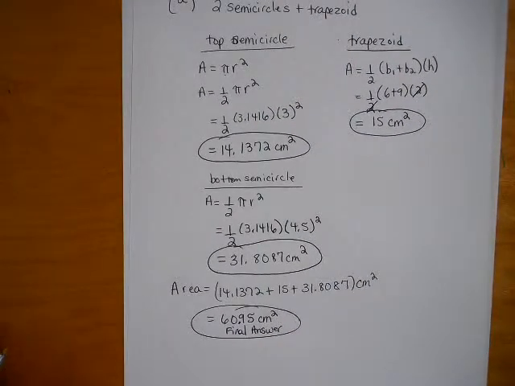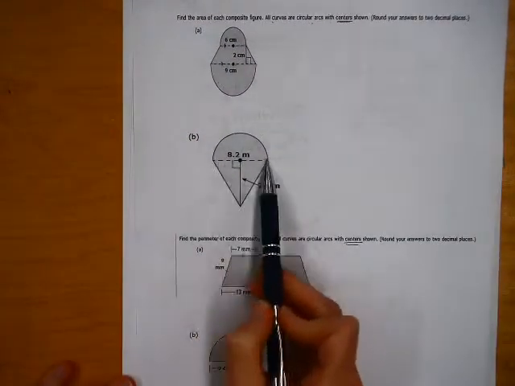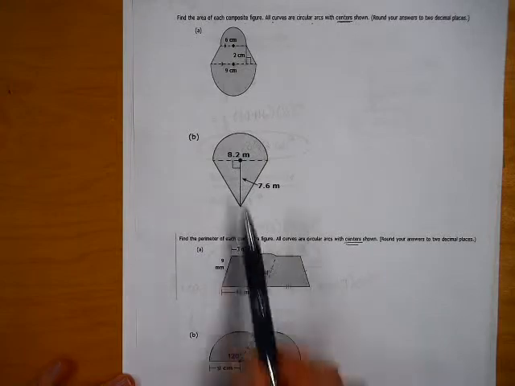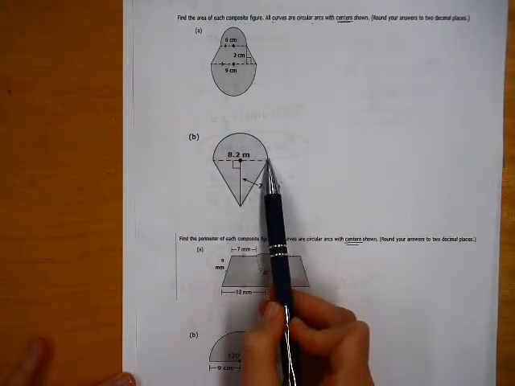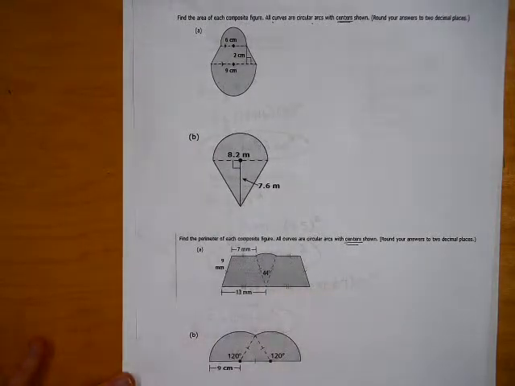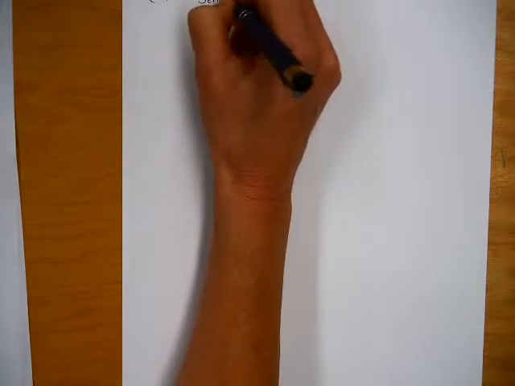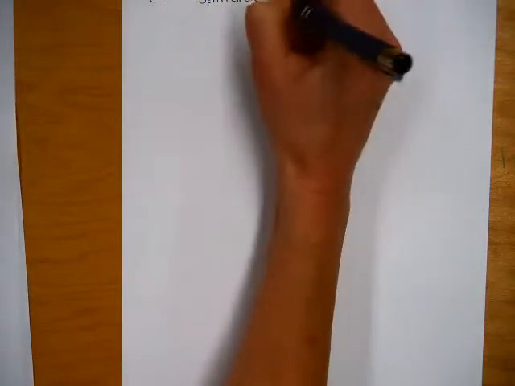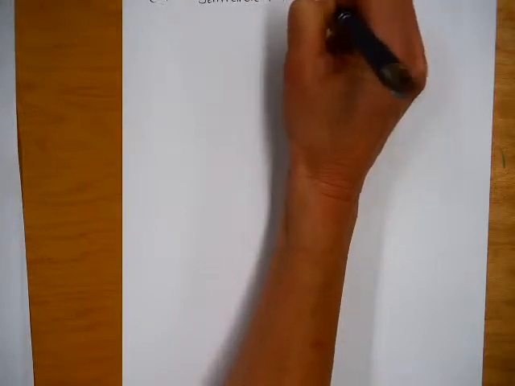Moving on to the next part of this problem, we again have a composite figure, same directions, find the area, and this time I see the top part is a semicircle, half a circle, and the bottom part is a triangle. So I'm going to begin by writing that on my paper, that my composite figure is made up of a semicircle plus a triangle. And we're finding the area.